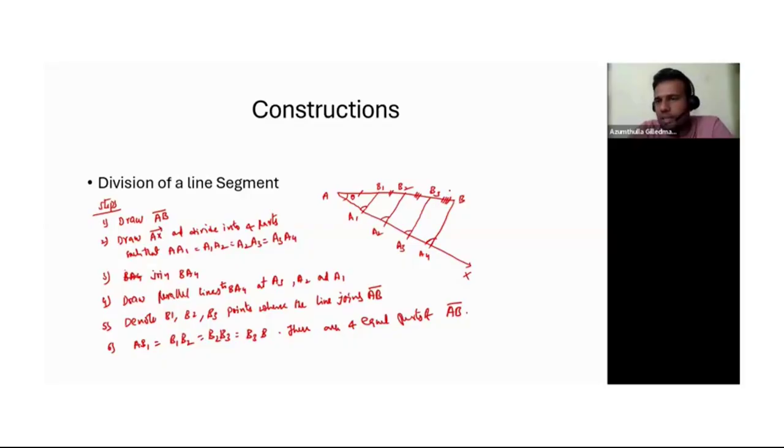In this case I have taken 4 equal parts. If they ask for 3, then you should take 3 divisions, and from A3 you join to B. Okay, and then draw parallel lines to BA3 from A2 and A1.